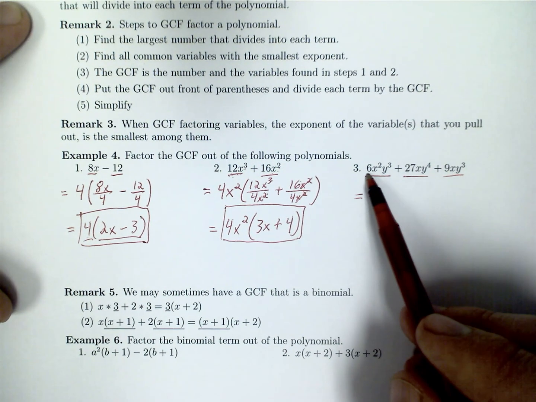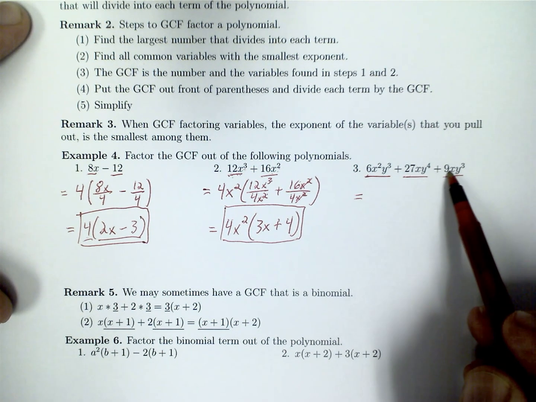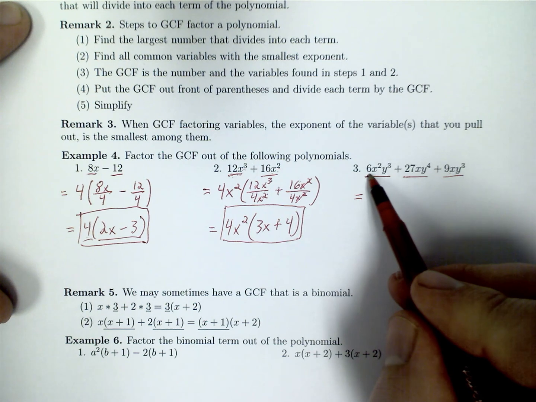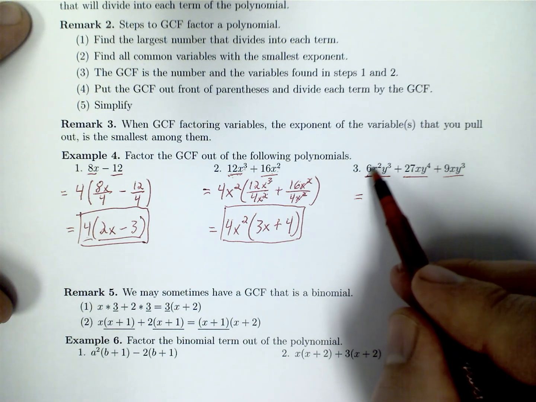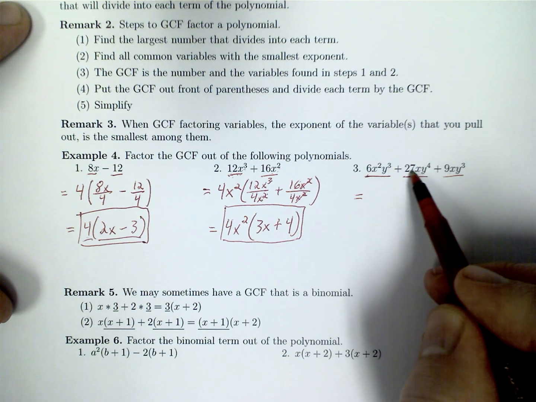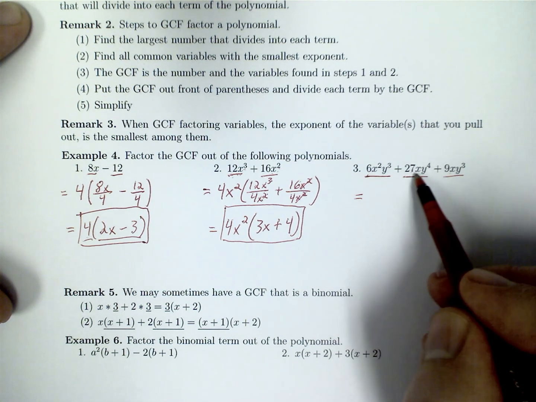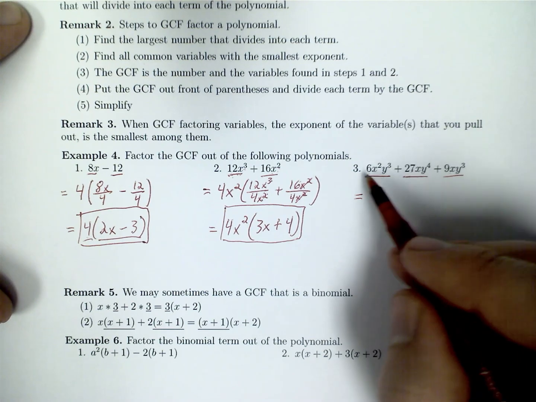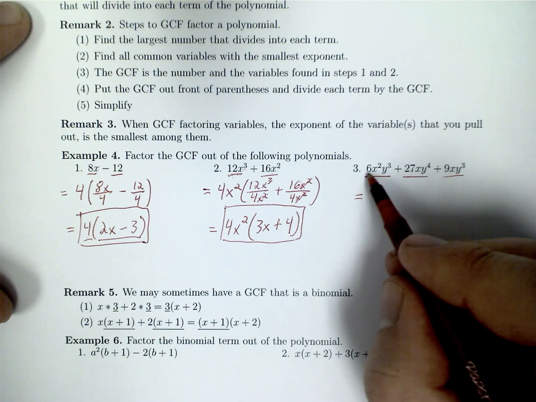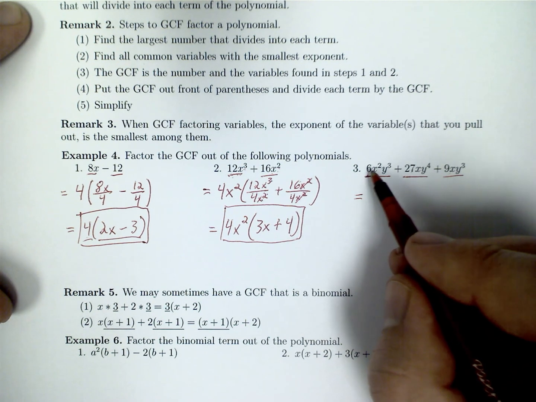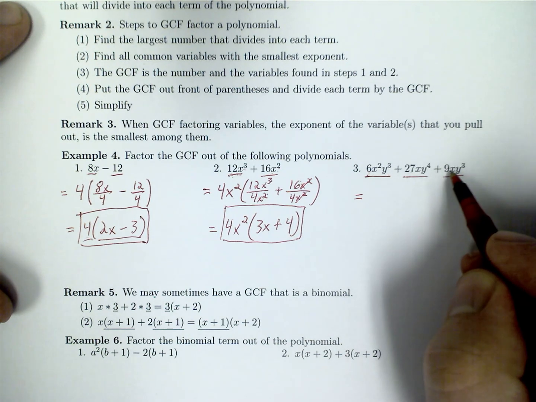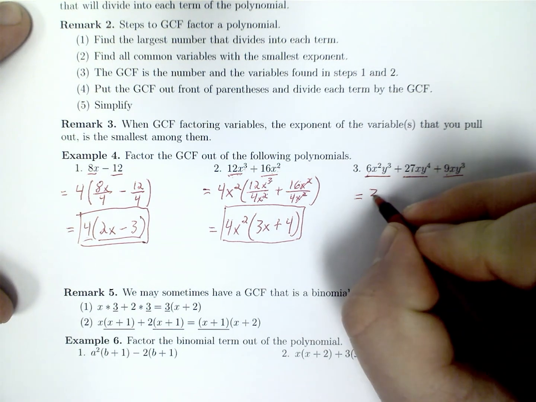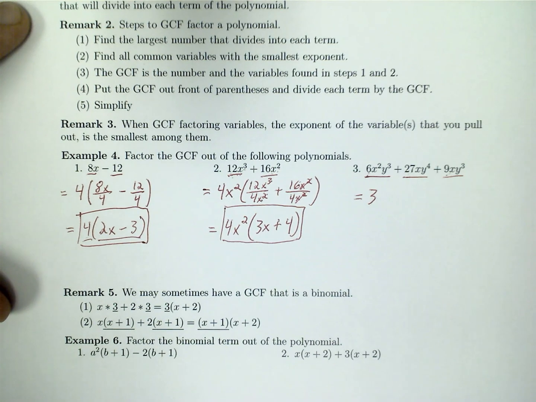What's the biggest number we can divide into each? So 6, 27, and 9. Well, 6 is the smallest one, so we can't try anything bigger than 6. Does 6 divide into everything? No. This is even, but 27 and 9 are not. But what about 3? 3 is the next biggest number. 3 divides into 6, 3 divides into 27, and 3 divides into 9. So 3 is the numeric part of the GCF.